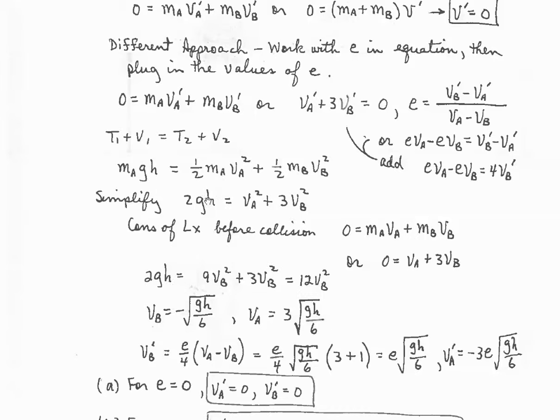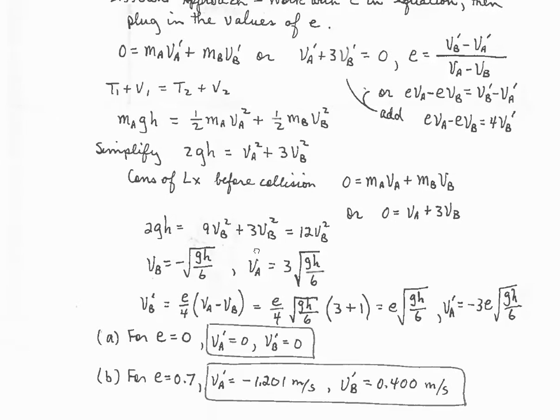So let's go back and look at our energy equation. We bring it down: 2gh. For v_A squared, we're going to put in minus 3 v_B squared, which becomes 9 v_B squared when everything gets squared. Then we have plus 3 v_B squared, which gives us a total of 12 v_B squared. When we solve for v_B out of here, we get the square root of gh over 6.